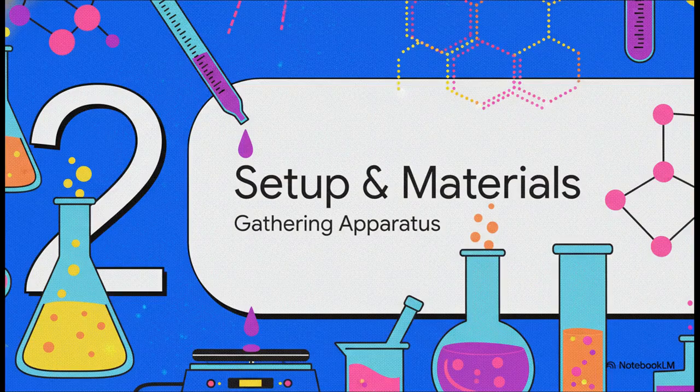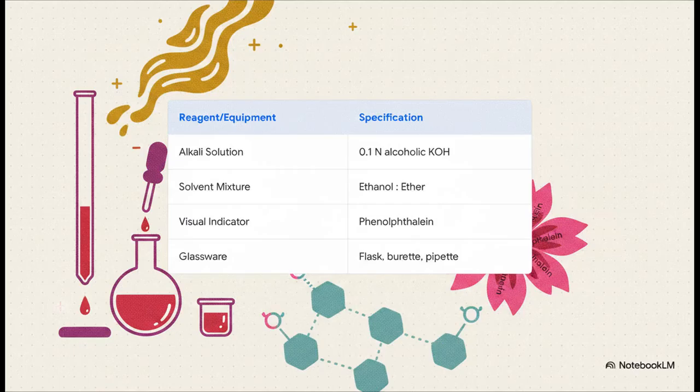Moving right along to part two, lab setup and materials. To do this right, we need to gather a few specific tools for our lab bench. First, our alkali solution, which is our standardized 0.1 normal alcoholic KOH. We also need a specialized solvent mixture to actually dissolve our thick oil sample. Our notes specifically call for a precise 1-to-1 ratio of ethanol to ether, making up a 100 milliliter batch.